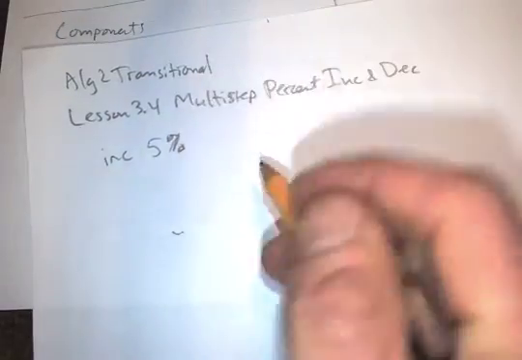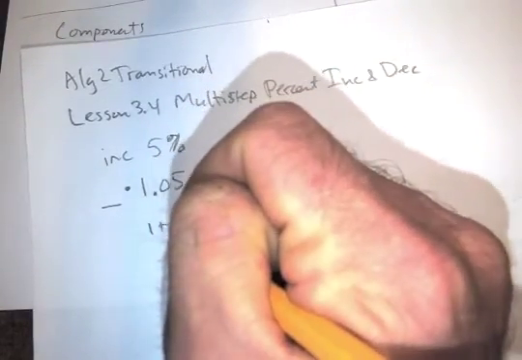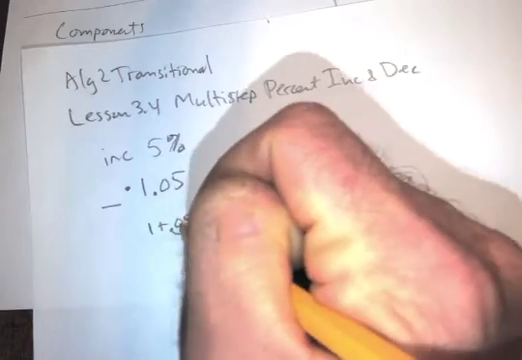All right, lesson 3.4, multi-step percent increase and decrease. Just building off what we did in the previous lesson, remember this idea: if we say increase, say 5%, the easy way to get the final answer is we just take whatever the starting amount is and times it by 1.05. That's 1 plus the 5%, which is 0.05. All right, that's how we would get that.